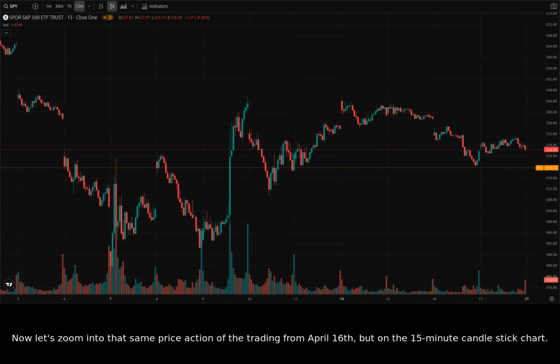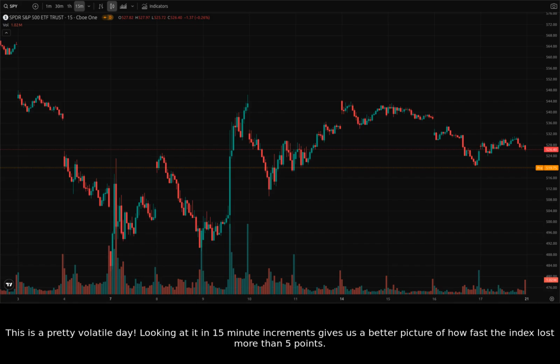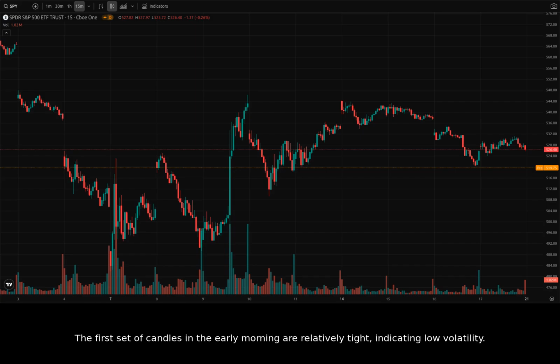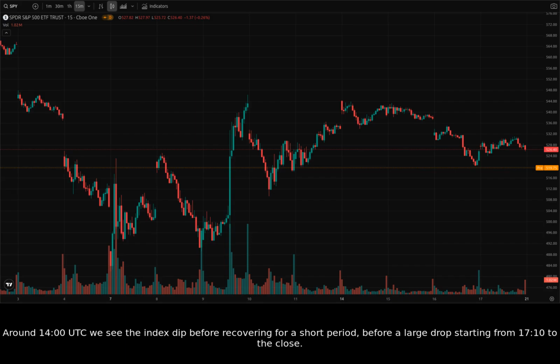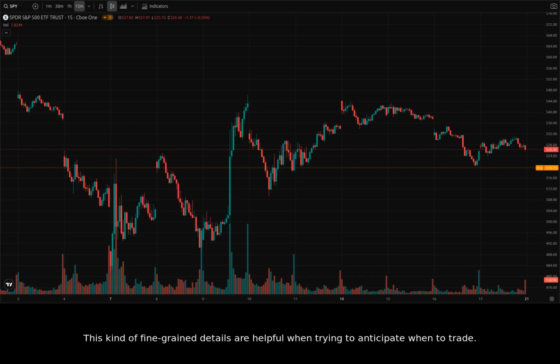Now let's zoom into that same price action of the trading from April 16th, but on the 15-minute candlestick chart. This is a pretty volatile day. Looking at it in 15-minute increments gives us a better picture of how fast the index lost more than 5 points. The first set of candles in the early morning are relatively tight, indicating low volatility. Around 1400 hours Universal Time Coordinated, we see the index dip before recovering for a short period, before a large drop starting from 1710 to the close. This kind of fine-grained detail is helpful when trying to anticipate when to trade.